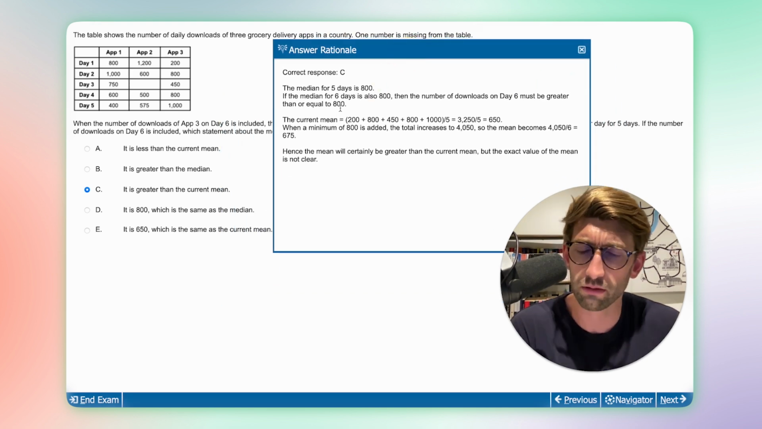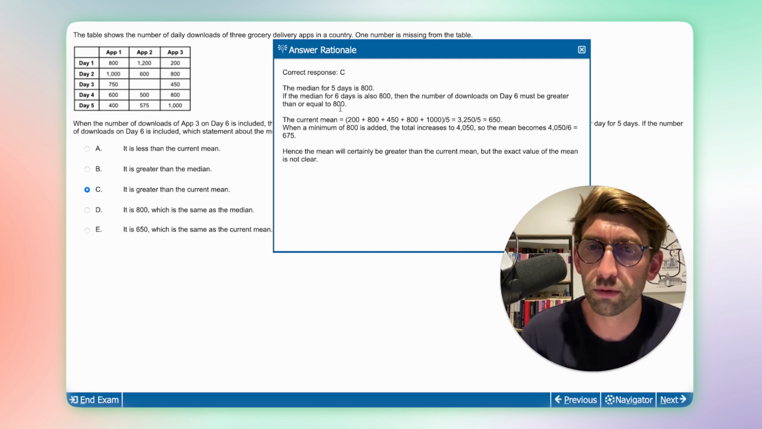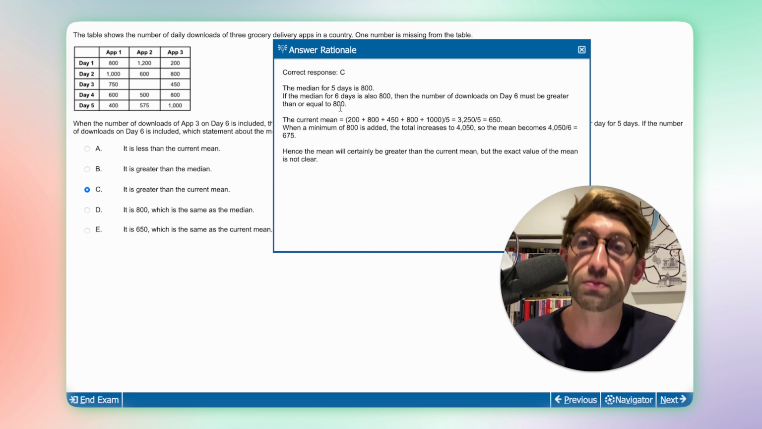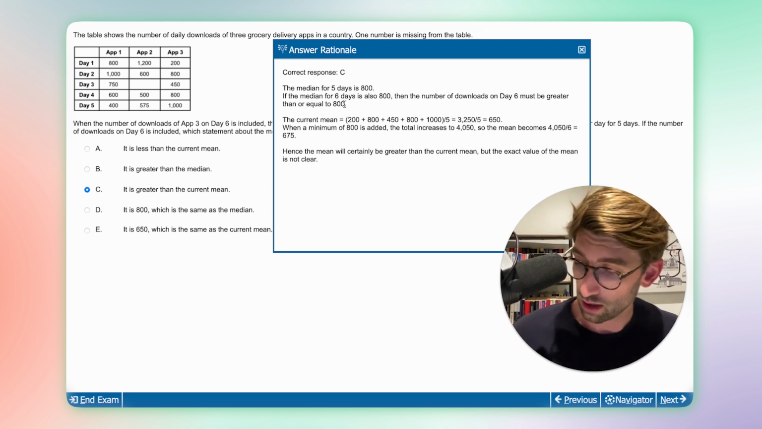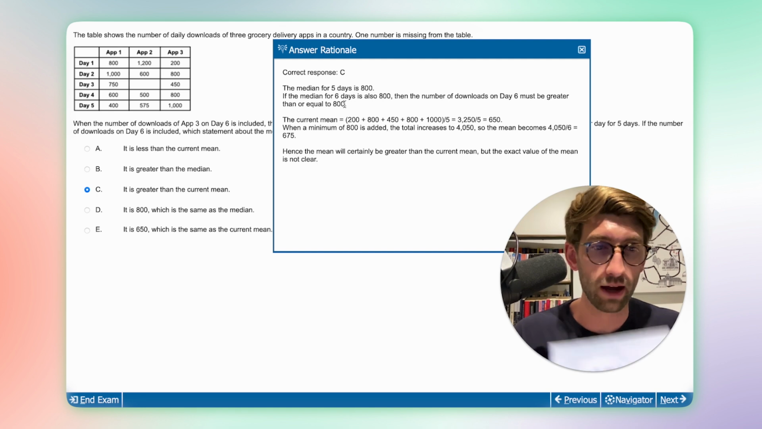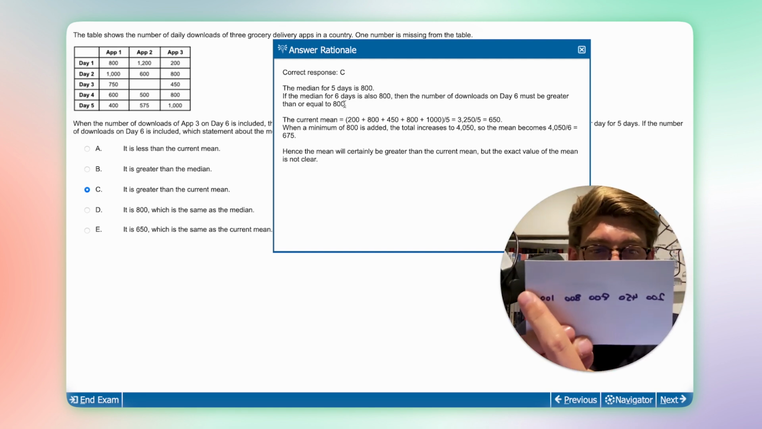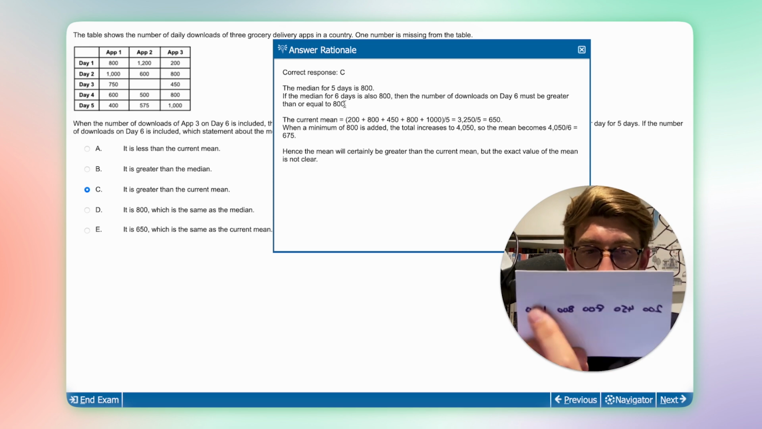So let's see. Okay, yeah, we're right. So the median for 5 days is 800. If the median for 6 days is also 800, then the number of downloads on day 6 must be greater than or equal to 800. So like I say, in that row of numbers, if you'll just bear with me for the back to frontness of it, it has to be 800 or more. It has to be here.